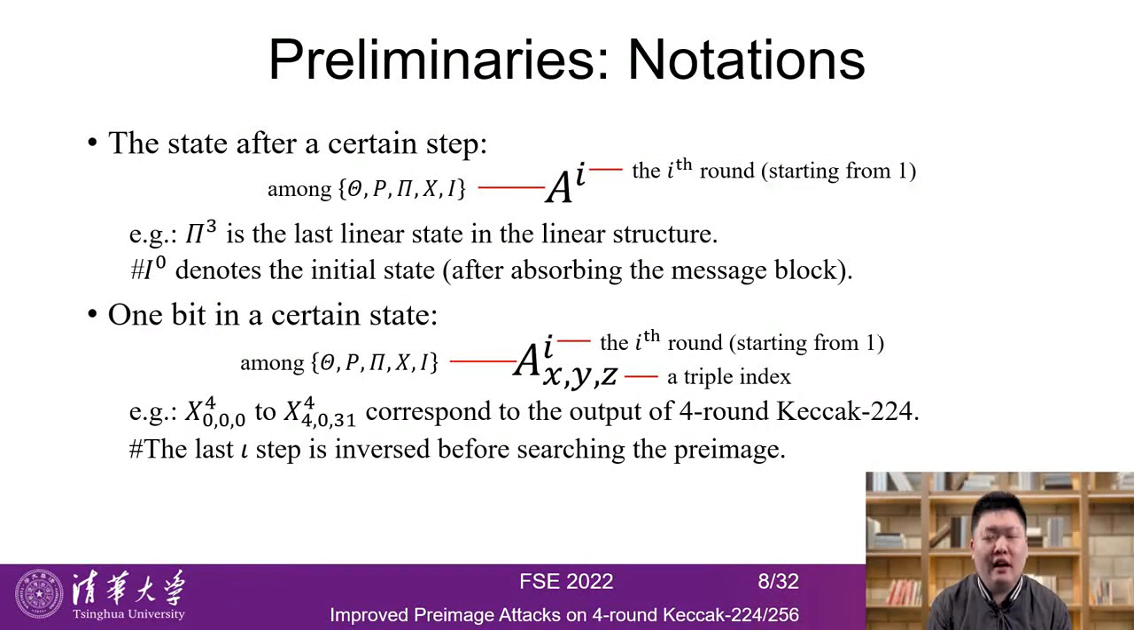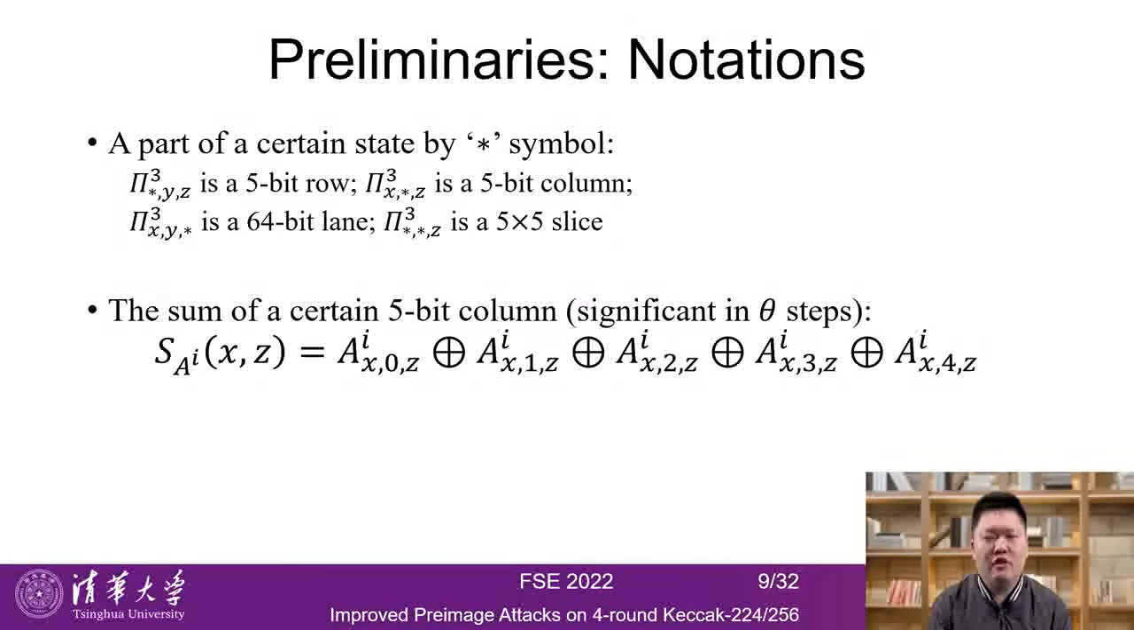For example, chi fourth 000 to chi fourth 4031 correspond to the output of Keccak-224. Here we inverse the last iota step before searching the preimage. We may also use the star symbol to denote a part of a certain state. The star symbol here means all legal values. For example, pi third star yz is a 5-bit row, pi third x star z is a 5-bit column, pi third xy star is a 64-bit lane, and pi third star star z is a 5x5 slice.